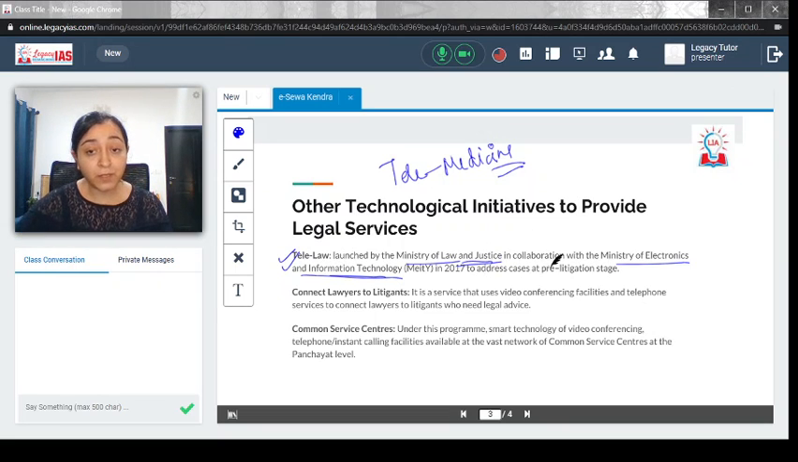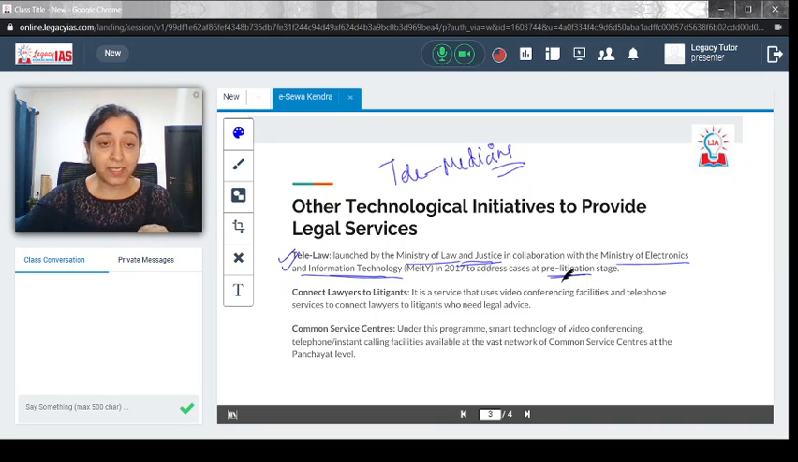And what is the main purpose? It is going to address the cases at the pre-litigation stage, that is, before the people actually go into litigation and file a petition in the Supreme Court. At the pre-litigation stage itself, they could go ahead and consult maybe a pro bono lawyer or the lawyers who are available to provide the consultation through the telelaw. So this is something which has been provided.